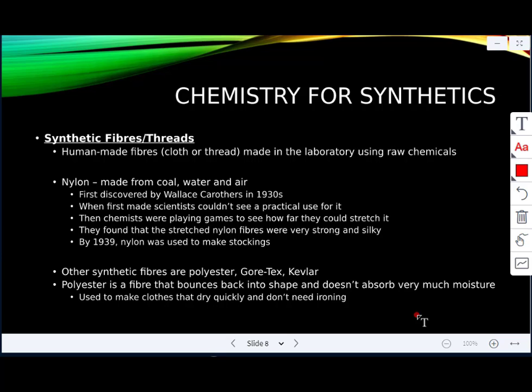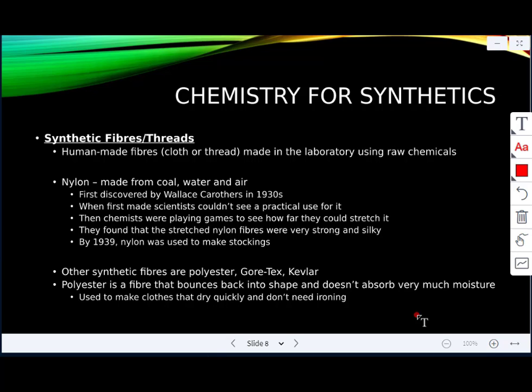And here is chemistry for synthetics, like synthetic fibers and cloth and thread. When we talk about synthetic, again, synthetic means it's human made. It's not coming from nature. It's coming from a lab. So these are human-made fibers that are made in the lab using raw chemicals. For example, there is nylon. Nylon is made from coal, water, and air, and it was first discovered by Wallace Carothers in the 1930s.